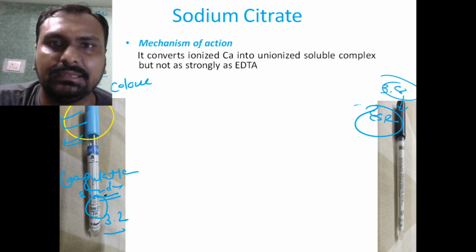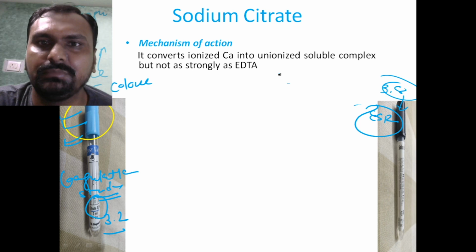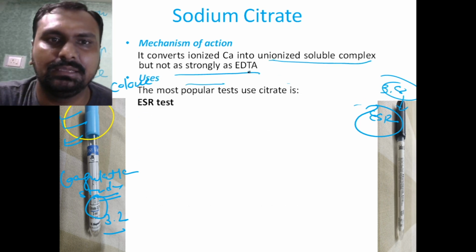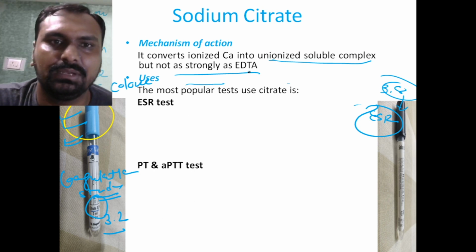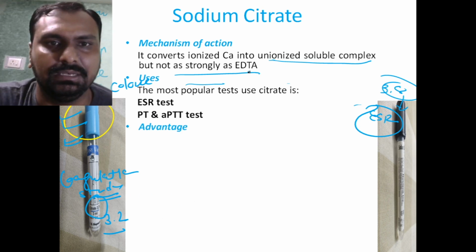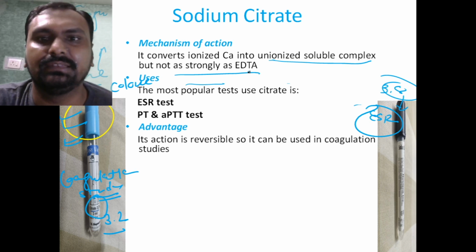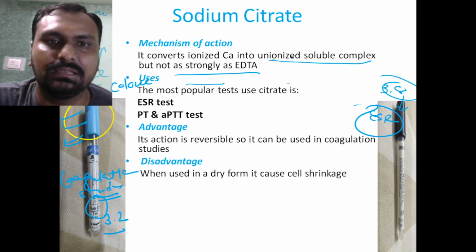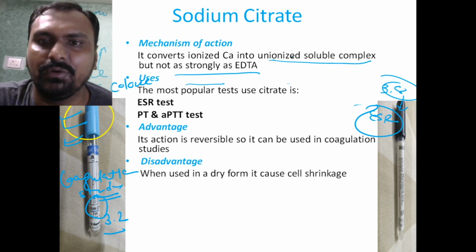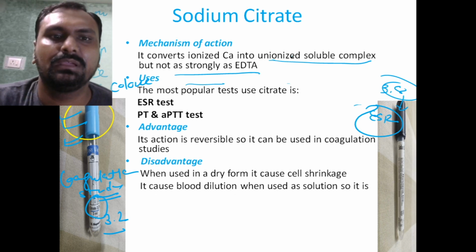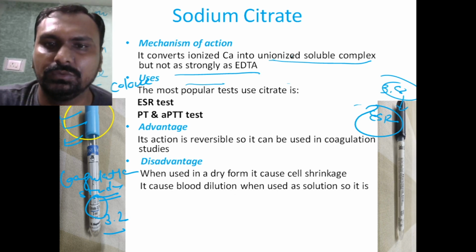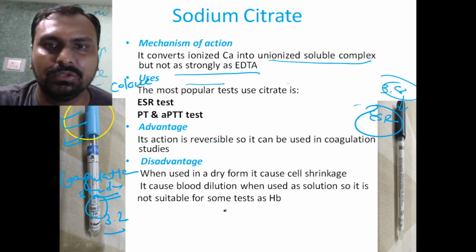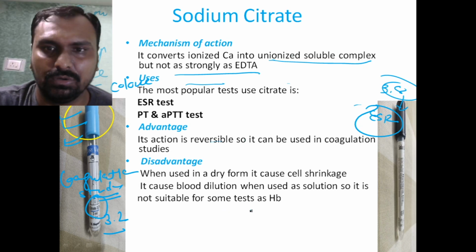So how does it act? It converts the ionized calcium into an unionized soluble complex. It is used mainly for ESR, as you can see here in the black vacutainer, and for PT and APTT. What is the advantage? The action is reversible, so it can be used in coagulation studies. The only disadvantage is that in dry form it causes cell shrinkage, and it causes blood dilution when used as a solution. So it dilutes the blood and is not used for the estimation of hemoglobin.